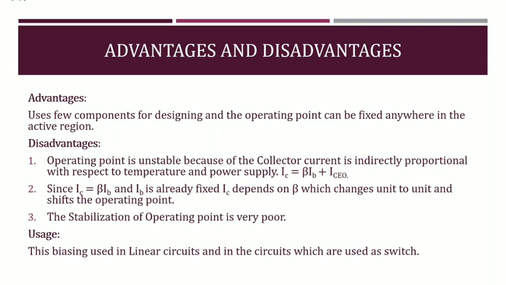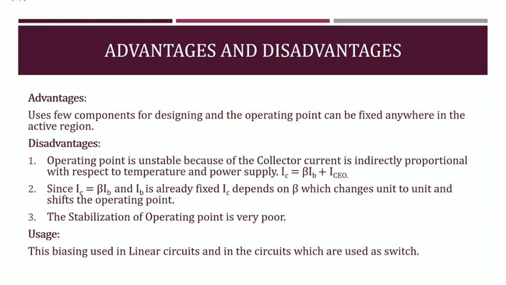Also, because IC is equal to beta into IB and IB is already fixed, IC depends on beta, which changes unit to unit and shifts the operating point. The stabilization of operating point is very poor. If we want to know about the usage of fixed bias in real life, then we can see that this biasing is used in linear circuits and in the circuits which are used as a switch.